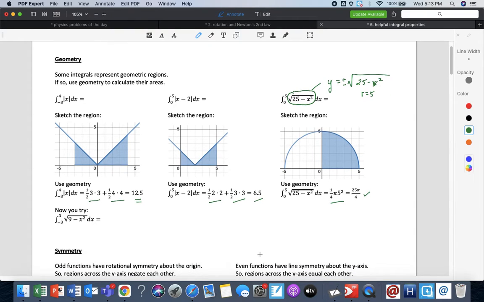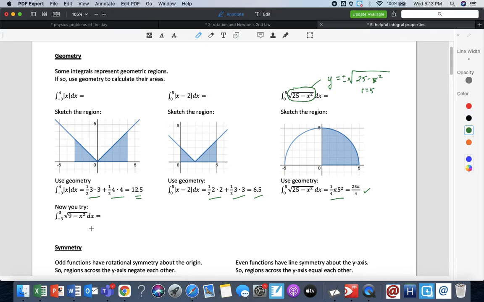So why don't you try one now? Try this one. You can pause the video, and then when you've done it, you can check your answer. I'll go ahead and do it now as well. So this is a semicircle. And we're collecting all the area from -3 to 3. So we're doing the full semicircle, and its radius is 3. So we get 9/2 pi.